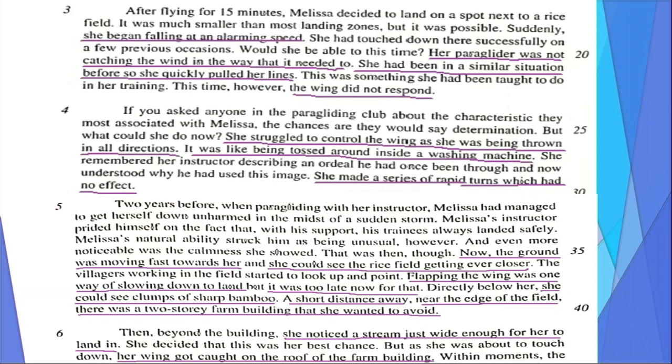But as she was about to touch down, her wing got caught on the roof of the farm building. That is another problem, the last problem she had to face, where the wings of her paraglider was caught on the roof of the farm building. So that's the end of line 43.